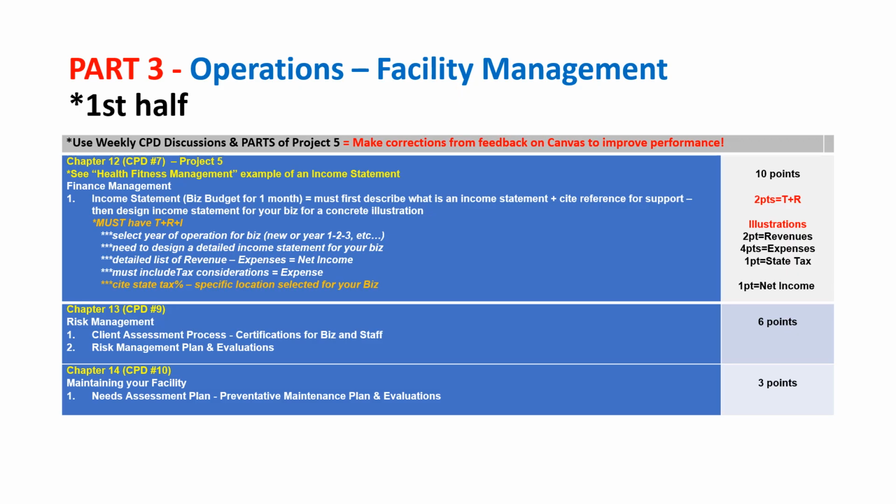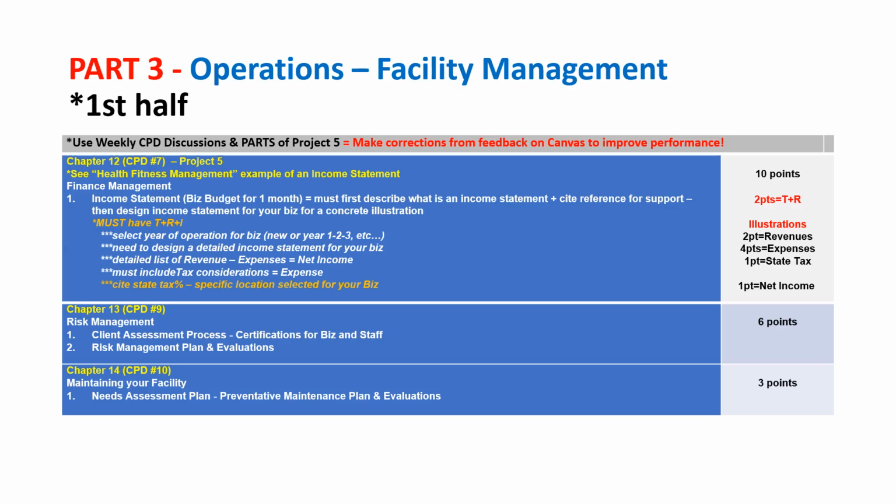Part 3, then the last part, is in 2 halves. The first half, we start with finance management. This is chapter 12. The textbook has a specific example of an income statement. That's the type of budget we're talking about here, and we discussed in lecture. First, do T plus R there, and then secondly, for an illustration, actually design an income statement for your specific business.